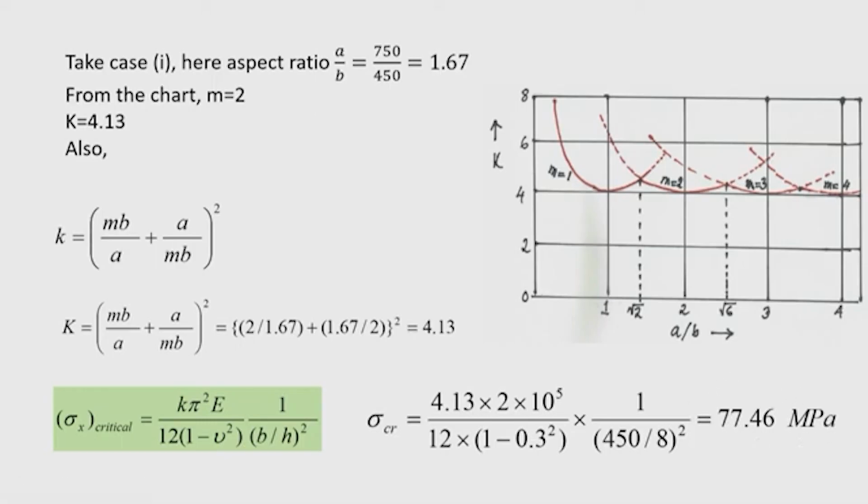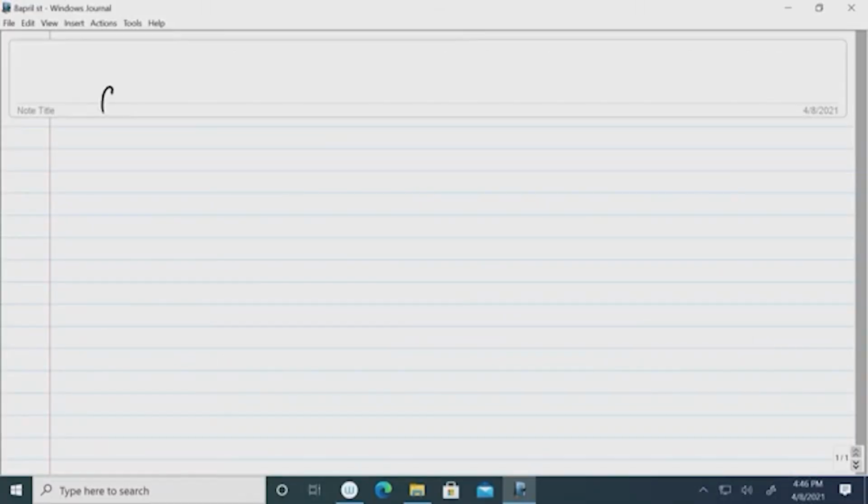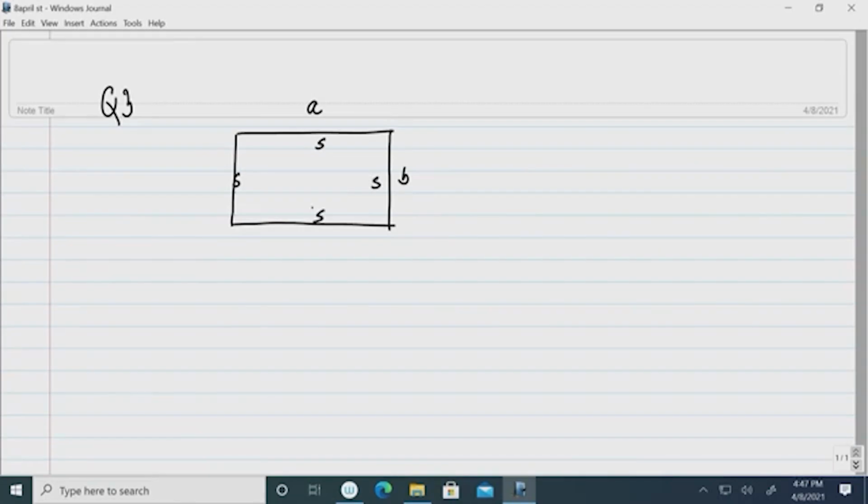Okay. The third problem is the biaxial compression. Let me solve it and show you the solution step by step. In the third question, we have a rectangular plate, dimension is a and b, and all sides are simply supported. So, this is simply supported, this is also simply supported. I am giving the symbol S instead of drawing the dotted line.